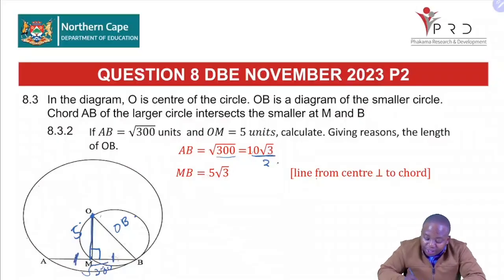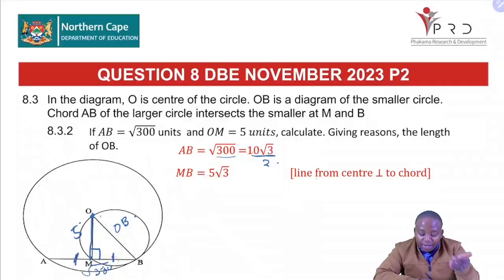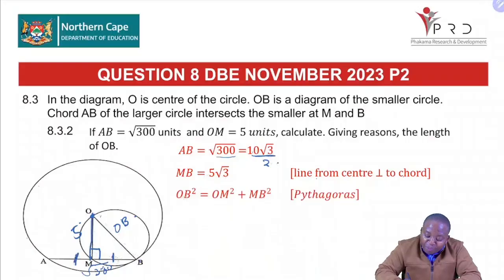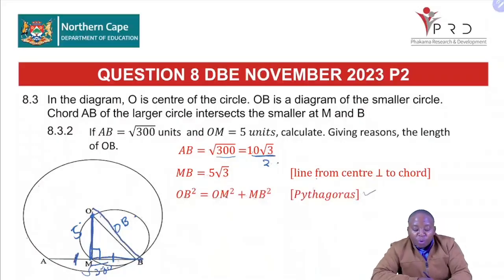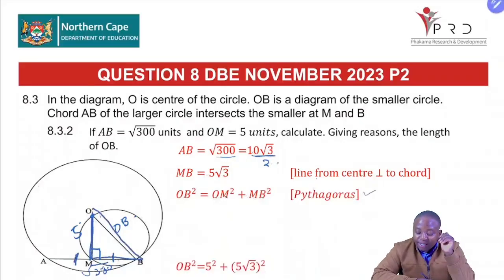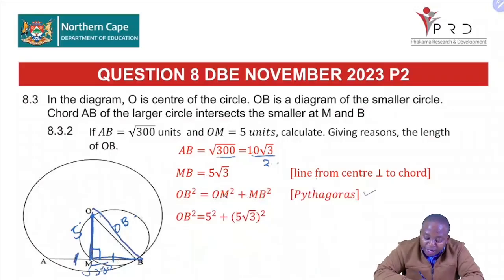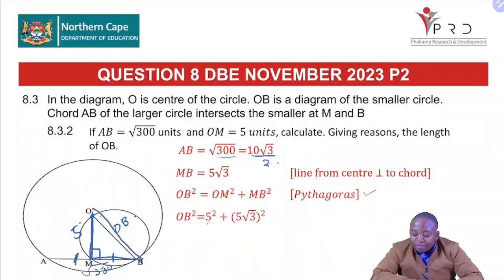Then what do we see? We see that OMB becomes a right angle triangle. To work out OB, we are now going to say OB squared is equal to OM squared plus MB squared, which is Pythagoras, because this is a right angle triangle. Then I can substitute in my values. OM is 5 squared, then MB is 5 root 3 all squared. Then our OB is 10 units.